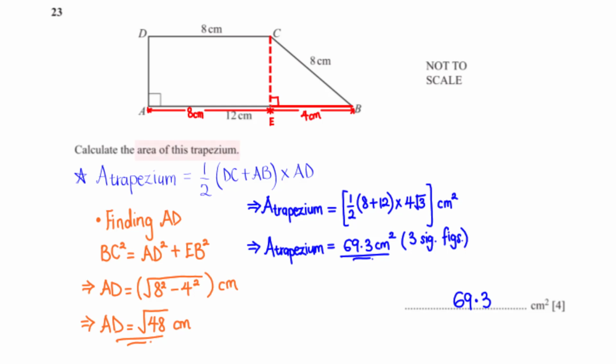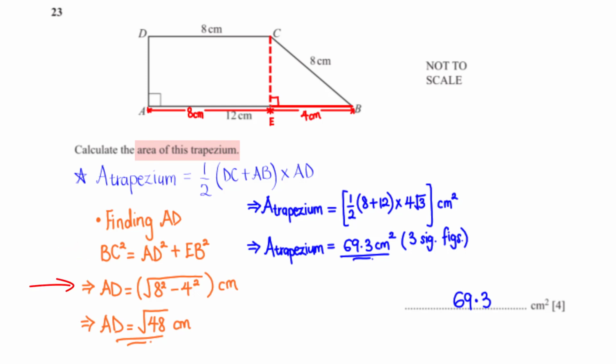Calculate the area of this trapezium. To find the area of the trapezium, that will be half of DC plus AB times AD. We've been given all the values we need except for the value of AD, which is the height of the trapezium. So to find the height of the trapezium, we can apply Pythagoras' theorem in this case. And so that will be BC squared is equal to AD squared plus EB squared.